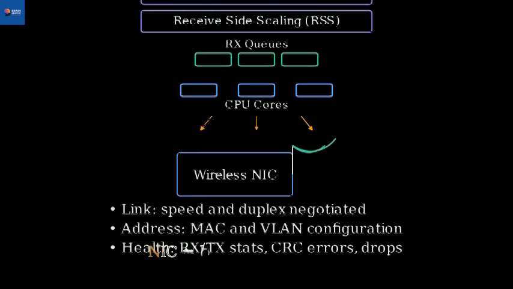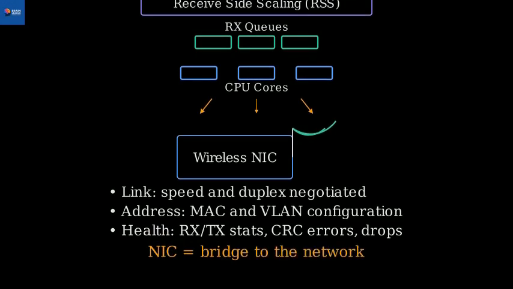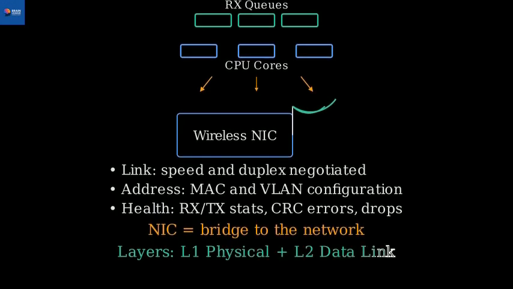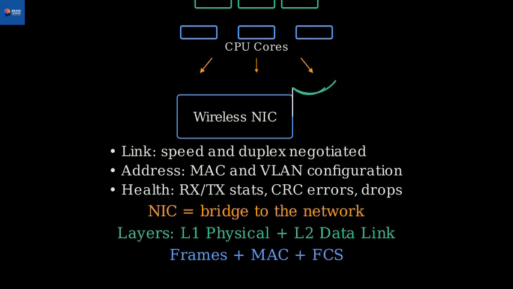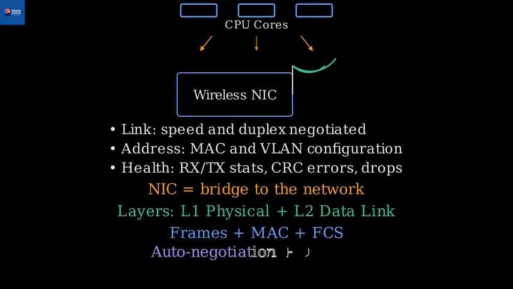To summarize, the network interface controller bridges your computer to the network, implements physical and data link layers, uses frames with MAC addressing and error checks, negotiates speed and duplex, and offloads work to keep the CPU free.